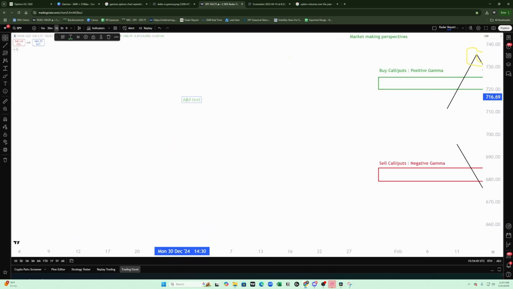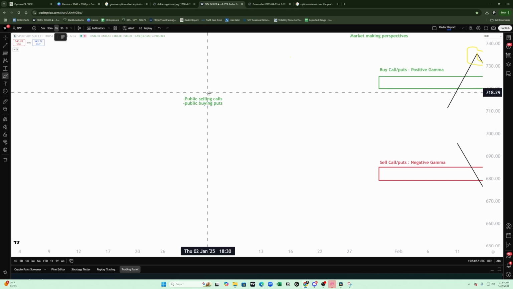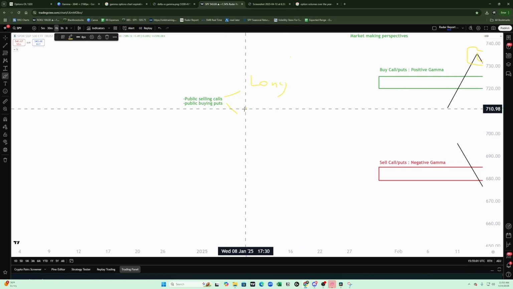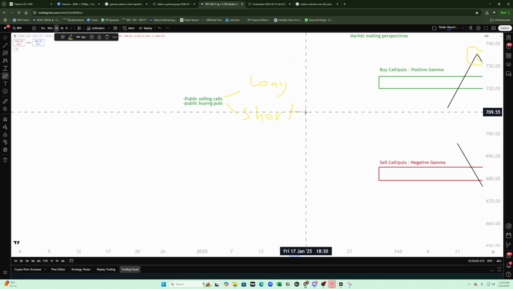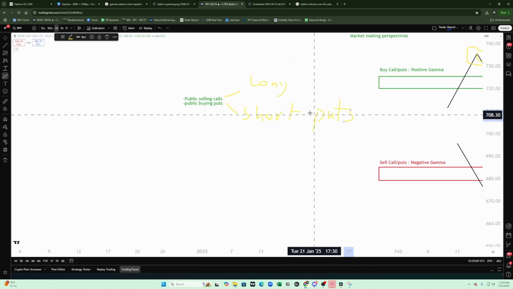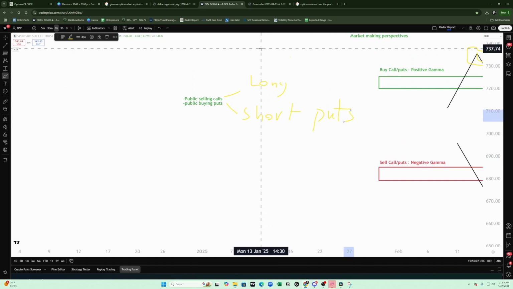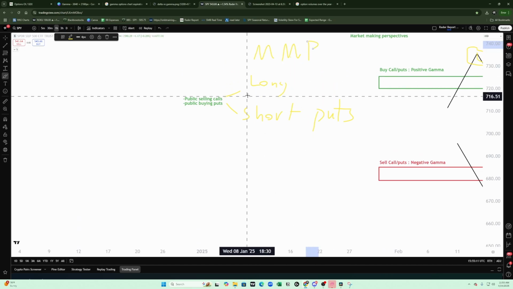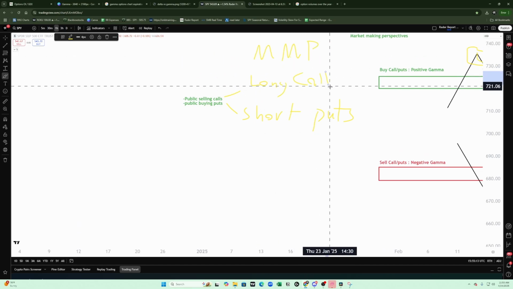In the market in general, the two most common flows are going to be the public selling calls and the public buying puts, which means what? Which means that the market maker is going to be long calls and also short puts, or selling puts, right? So these are the two most common flows, at least from the market maker's perspective. He's going to be long the call and short the put.